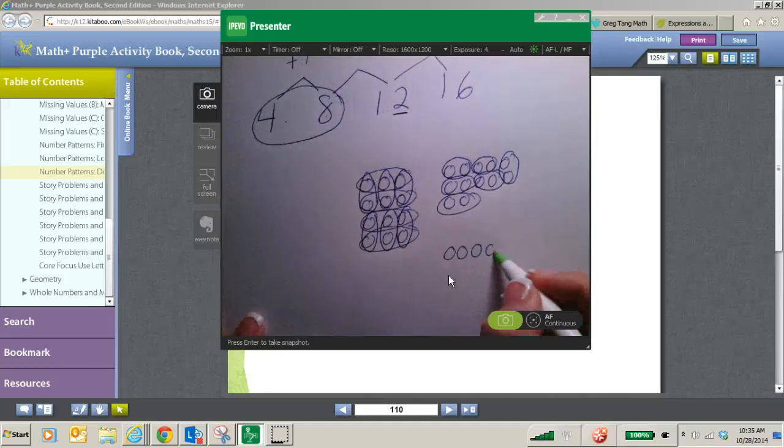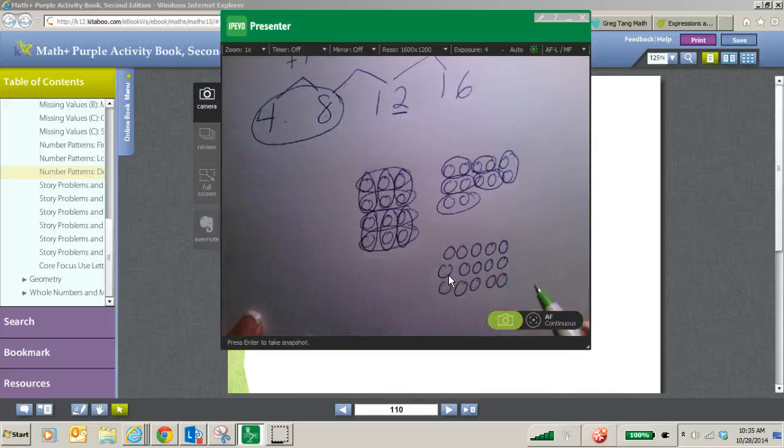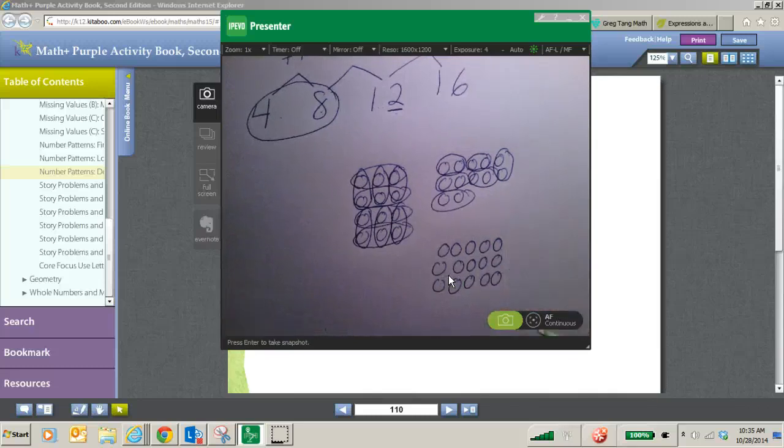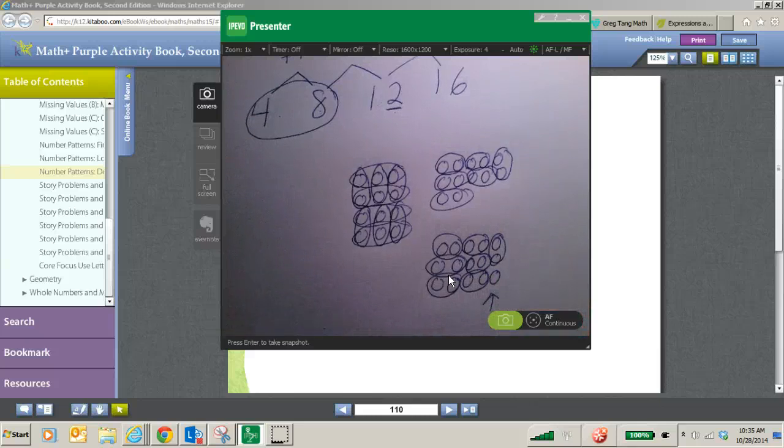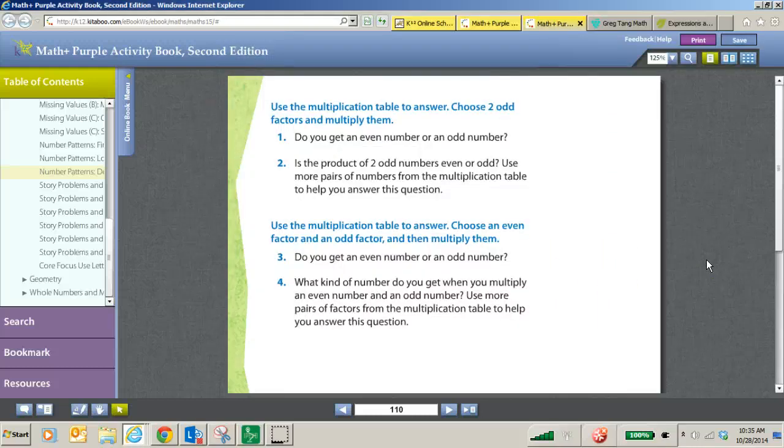What if I had 15? There's 3 rows of 5. They may think, oh, well, that's even. But then when they look at it and say, does everything have a partner? You can see, uh-oh, there's 1 left over. So they do not all have a partner. It can't be equally divided by 2. And that's what we want them to think about when they see even and odd numbers. Can it be evenly divided into groups of 2?